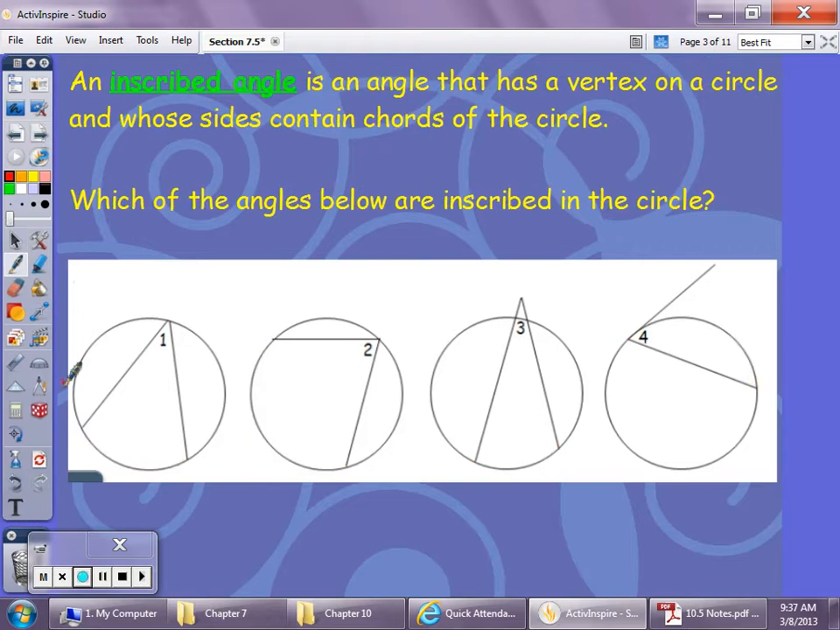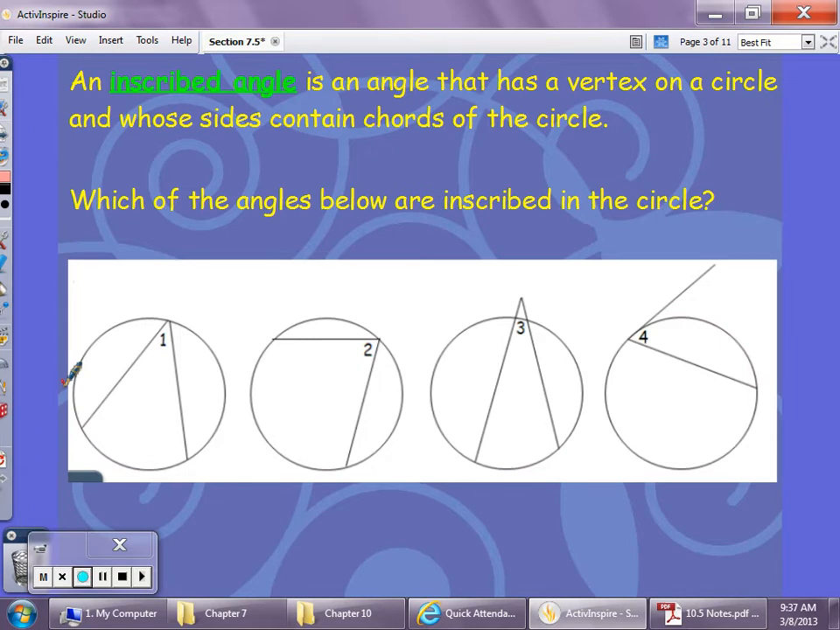An inscribed angle is an angle that has a vertex on a circle and whose sides contain chords of the circle. So using the same diagram, which of the angles below are inscribed in the circle? If we look at angle 1, we can see that the vertex is on the circle and both sides of the angle are created by chords. Therefore, angle 1 is considered an inscribed angle. Angle 2 also has a vertex that lies on the circle and whose sides are created by two chords of the circle. Therefore, angle 2 is also an inscribed angle.